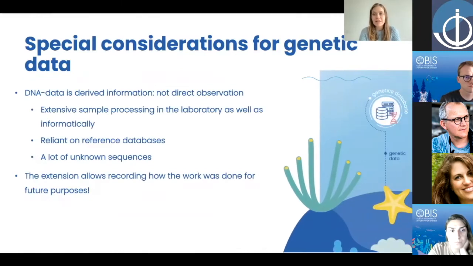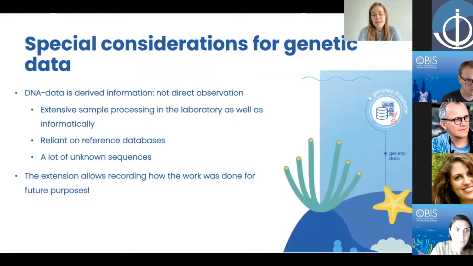So what makes genetic data so different from other occurrence data? By definition, DNA data is derived information. It is not direct observation from the environment. This means that there is extensive sample processing needed in the laboratory as well as on the computer in a bioinformatic workflow. The data is reliant on reference databases, and there will always be, well, at least for a long time still, a lot of unknown sequences.